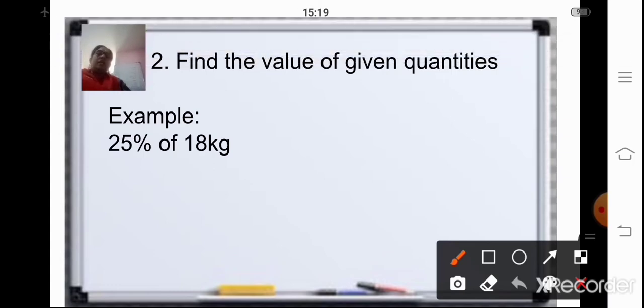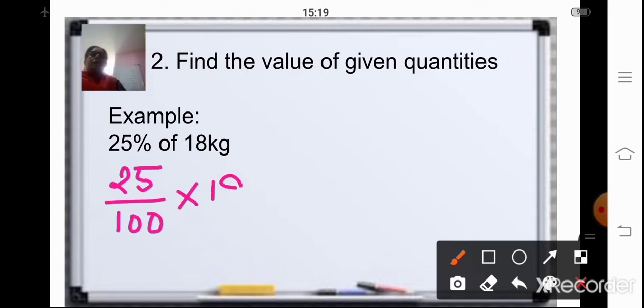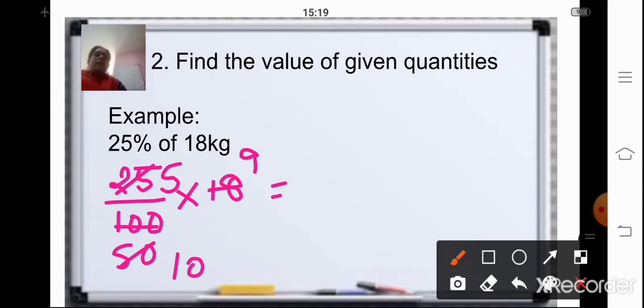25% of 18 kg. So first we'll change this percentage into a fraction. So you'll write it as 25 upon 100 multiplied by 18. Now 100 and 18 are divisible by 2. So 2 9s are 18, 2 5s are 10 and 0. Again, 25 and 50 are divisible by 5. 5 5s are 25, 5 10s are 50. So this will be 45 upon 10.